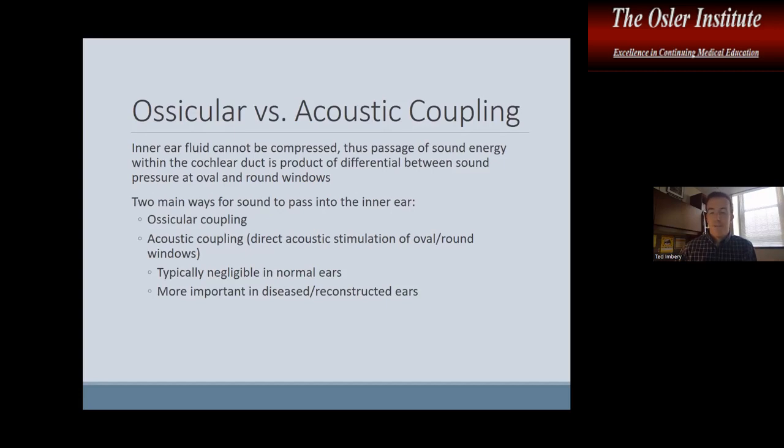So there's a finite amount of fluid within the inner ear that can't be compressed. And so the passage of sound energy within the cochlear duct is really the product of the difference between the sound pressure at the oval and round windows. And there's two ways that sound can get into the inner ear. So there's the ossicular coupling, which is where the vast majority of this comes in. And then there's acoustic coupling, which is the actual direct stimulation at the oval and round window. And in normal ears with an intact tympanic membrane and ossicular chain, this is typically negligible, but this may become more relevant if you're thinking about a reconstructed chronic ear.